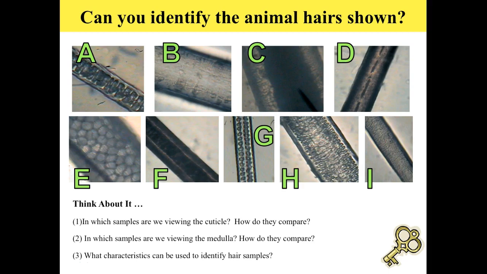What I need you to do is list A through I, do some research and try to figure out which animal the hair came from. Write your answer down on a piece of paper, and especially answer question number 3, what characteristics can be used to identify hair samples? When you're finished, take a picture of your answers and upload it to Schoology. Once you have submitted your assignment, you will be able to view the answer key to check to see how you did.